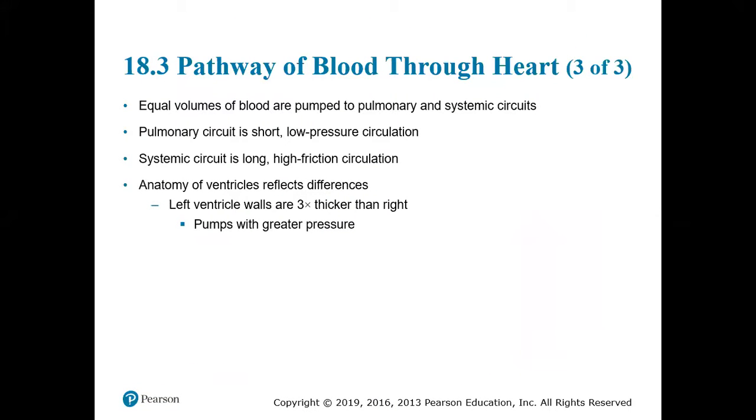Just real quick, pathway of blood through the heart. We've done a pretty good job of looking at this. Equal volumes of blood are pumped to the pulmonary and to the systemic circuitry. So that means equal amounts: equal amount of blue, equal amount of red. That's what we're trying to say there. The pulmonary circuitry is kind of short and low pressure. The systemic one, meaning the red one, this is the blue, is kind of more high friction.